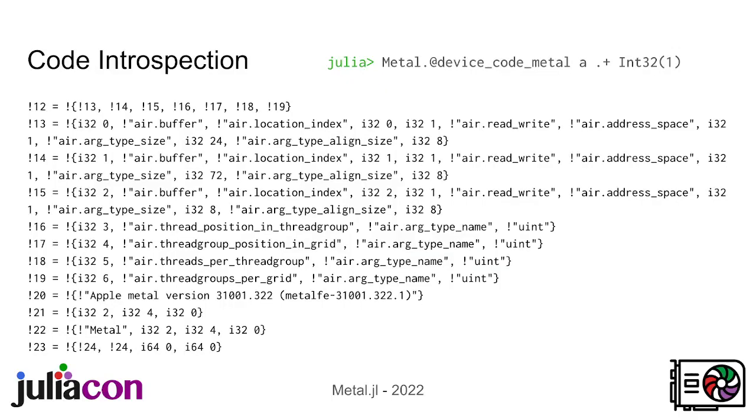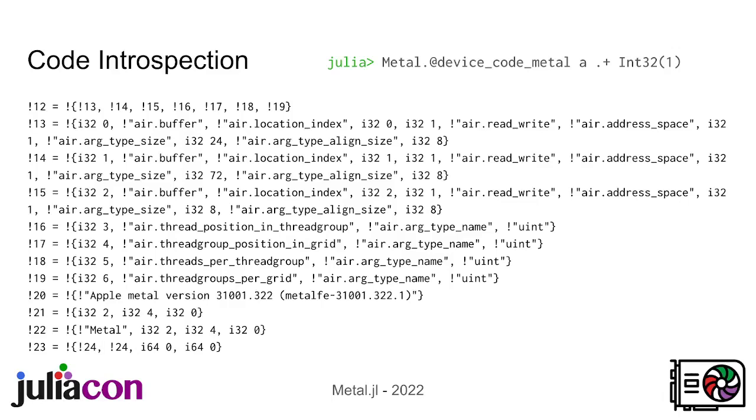As for code introspection, it's very similar to the other GPU frameworks. The one thing that's specific to Metal.jl is this @device_code_metal macro. This will show the Apple IR-compliant LLVM module that we had to make to integrate with Apple's low-level compiler. This is different from the traditional Julia LLVM module. There are many differences, but primarily the argument metadata associated with it.